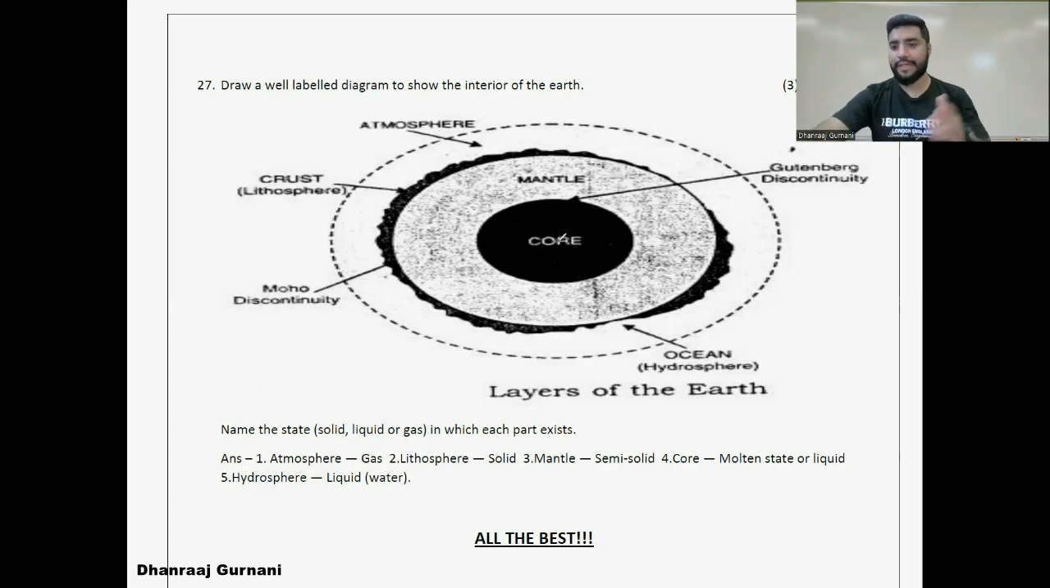Number one, we'll go from inside to outside. You will do the core naming. Then you will name the Gutenberg discontinuity, which is the core-mantle interface. Then you will name the mantle. Then you'll name the Moho discontinuity, which is the mantle and the crust interface. Then you'll name the crust, which is the lithosphere. And finally, the ocean, that is the water, and the atmosphere, that is the gases layer which envelops the earth.